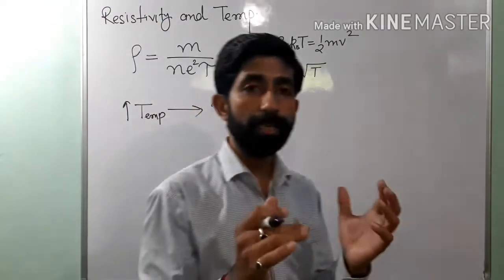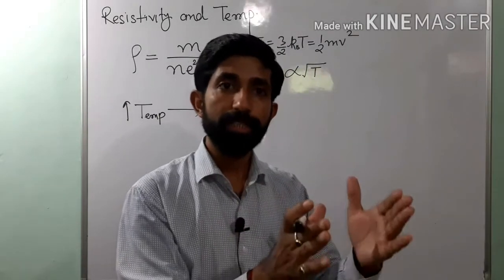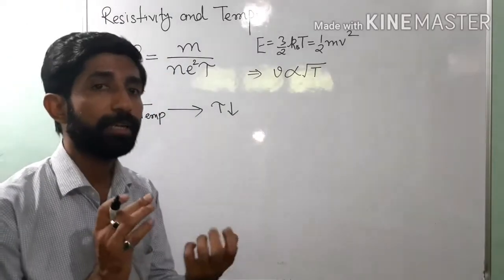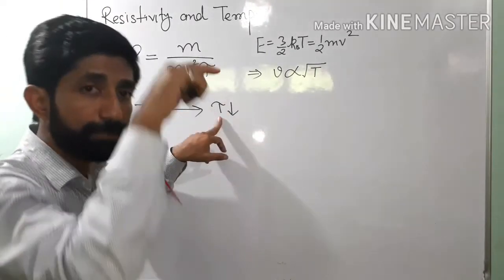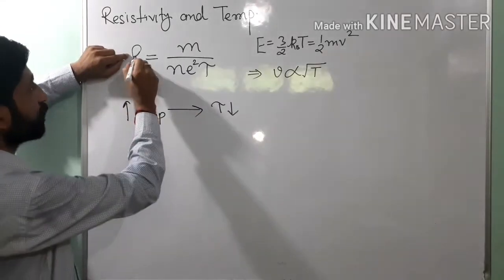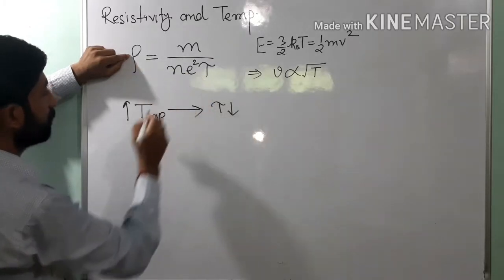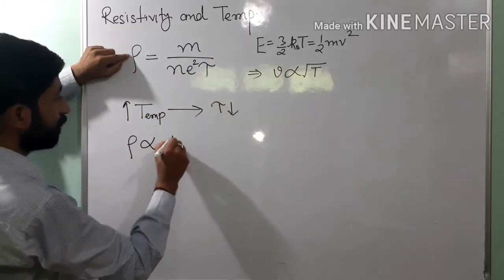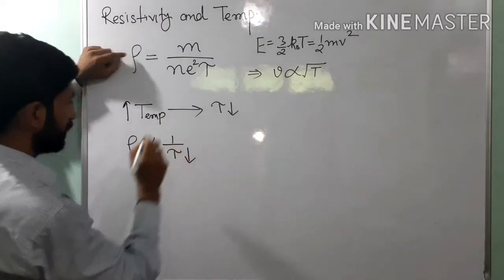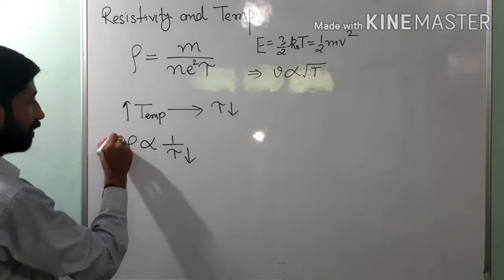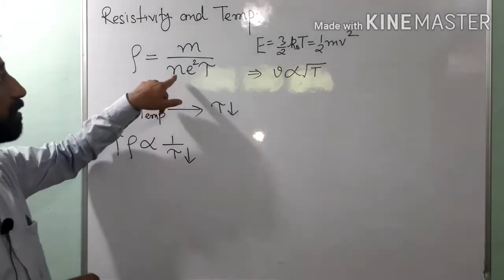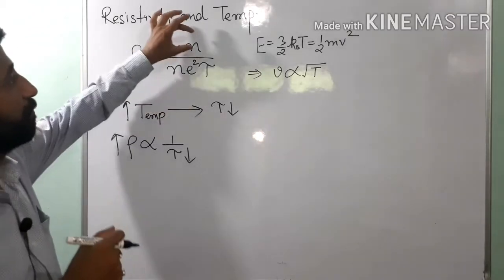Now what is relaxation time? The mean or average time between any two collisions. So if electrons are speeding up, the frequency is larger, so tau becomes less. And if tau becomes less, then what happens? Rho is inversely proportional to relaxation time. So if relaxation time decreases, then definitely rho will increase.